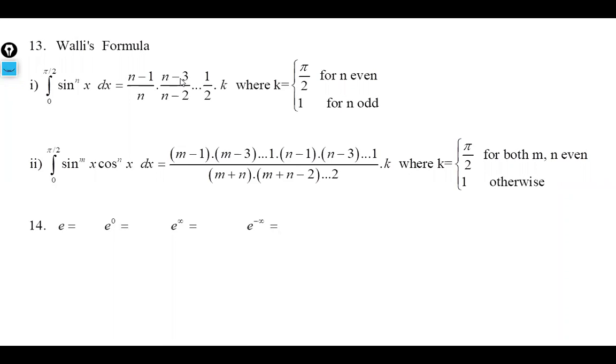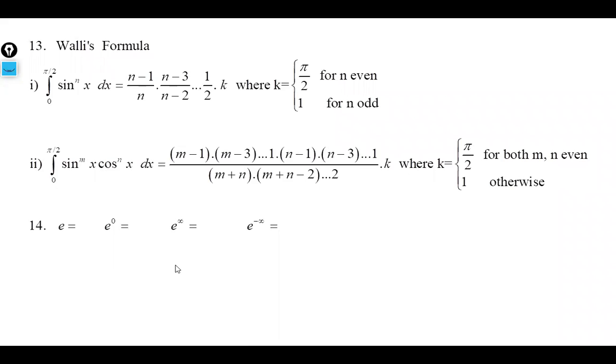Now when you subtract 2 from this numerator, n minus 1 minus 2 becomes n minus 3, got it? Then n minus 3 minus 2, next will be n minus 5. Got it, sir. So in every case, you have to subtract 2 from the numerator and denominator both. Okay, thank you, sir. Okay, any doubt?